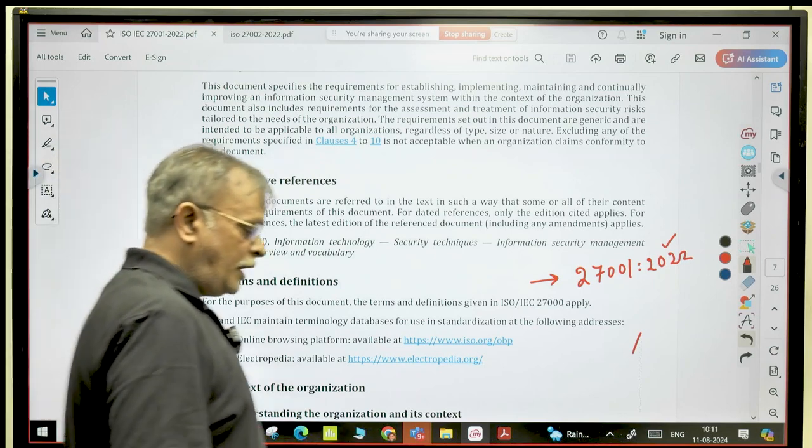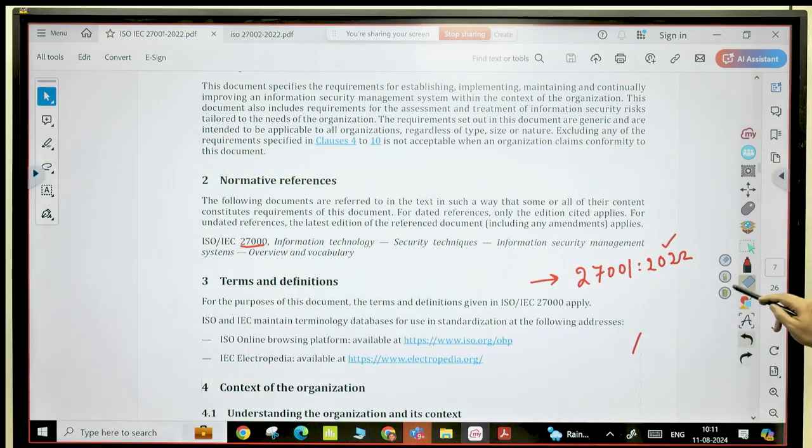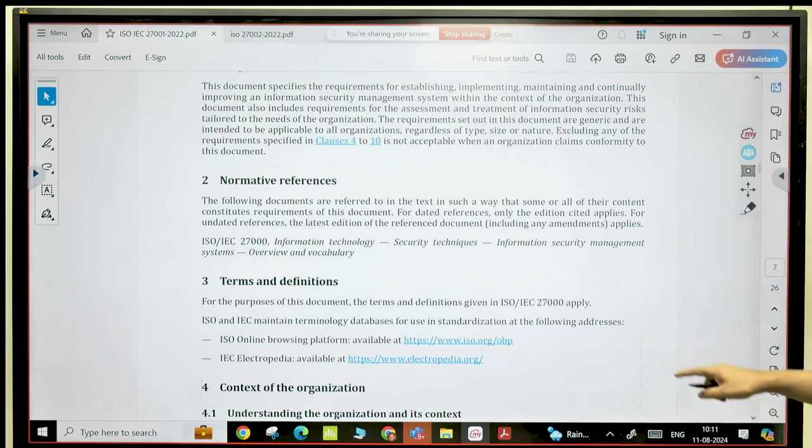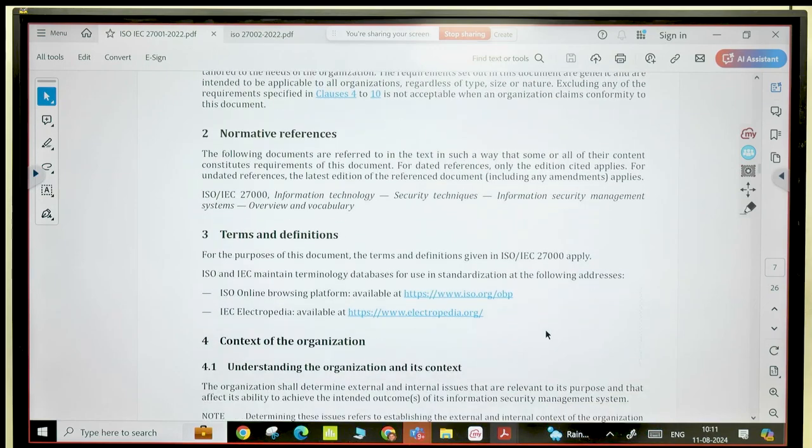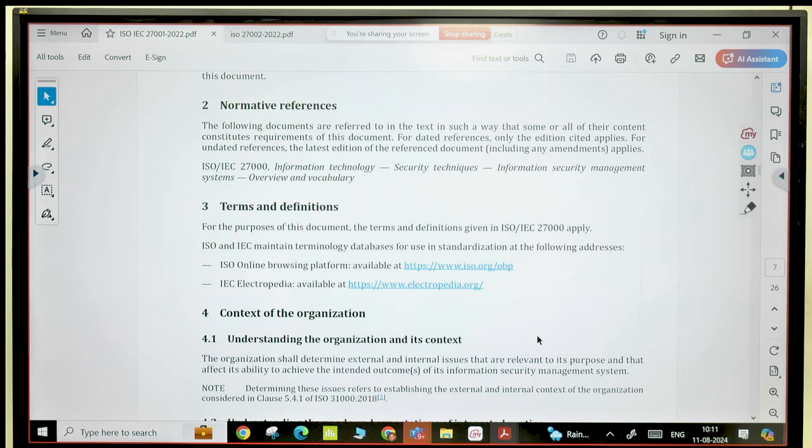Clause number 3, terms and definitions. For the purposes of this document, the terms and definitions given in ISO 27000 applies. ISO and IEC maintain terminology databases for use in standardization at the following address. Two locations have been given to you, Electropedia and iso.org. If you need certain definitions, you can reference these places. All the terms we use are mentioned in ISO 27000.